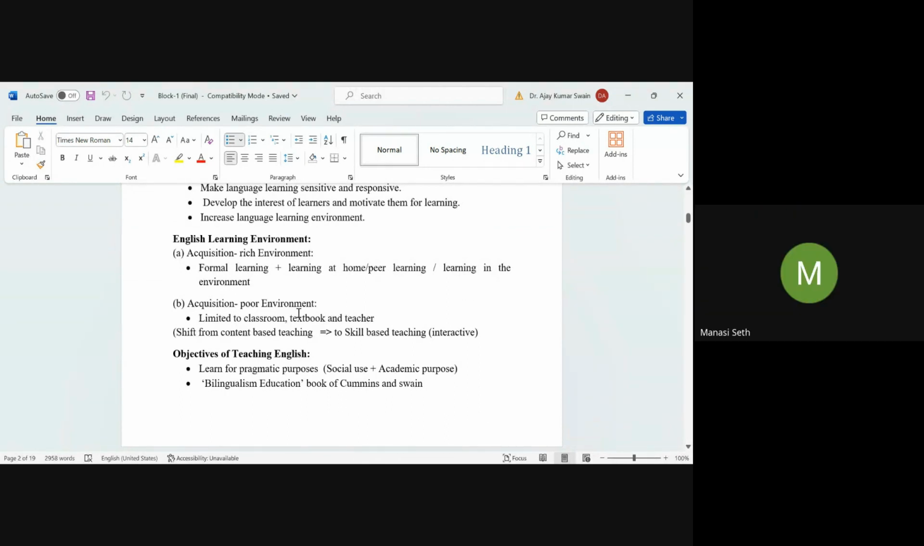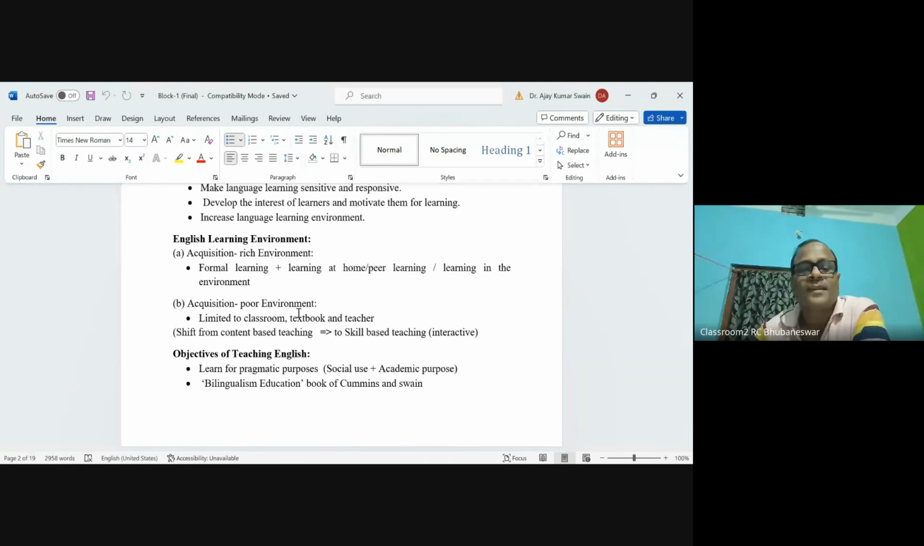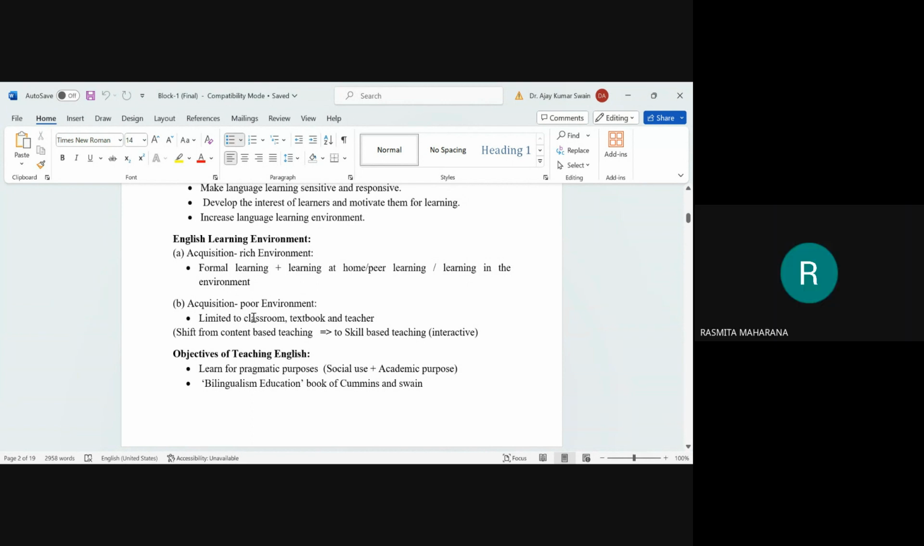Yes, acquisition rich environment. We are in a rich environment. Formal learning plus learning at home or peer learning, learning in the environment, is known as an acquisition rich environment. If our learning of English is limited to only classroom activities, textbook and teacher, then it is an acquisition poor environment.